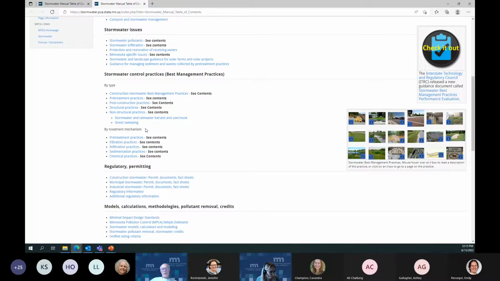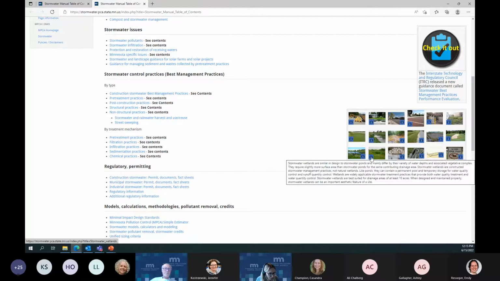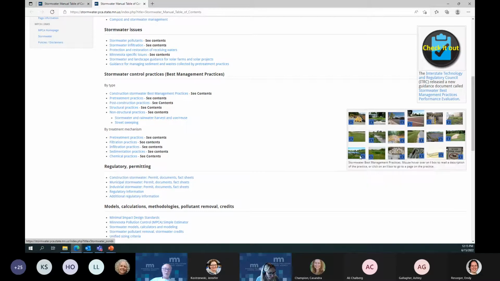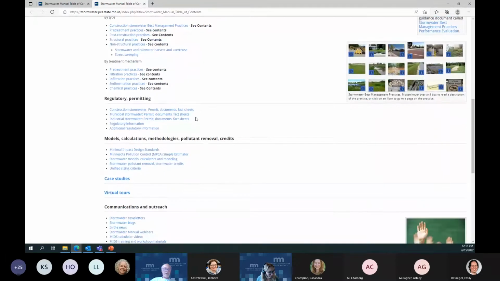One of the neat tools that we've underutilized in the wiki is this image on the right, where if you hover over something, you can actually link to another page in the manual, as well as a description of what you're seeing there. That's a tool that's used quite a bit in Wikipedia. You'll see a section on regulatory and permitting, and a section on models, calculations, methodologies, pollutant removal, and credits. Credits really being nothing more than how much pollutant removal or volume removal can you get with a particular stormwater practice.